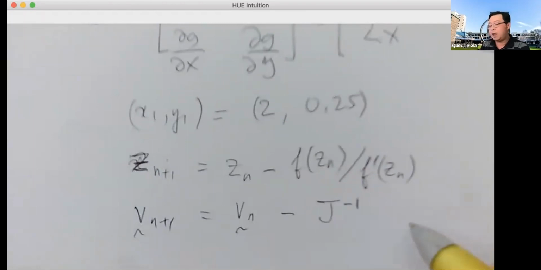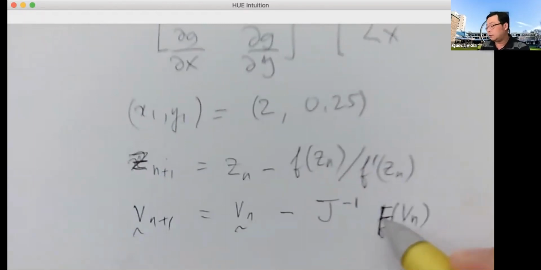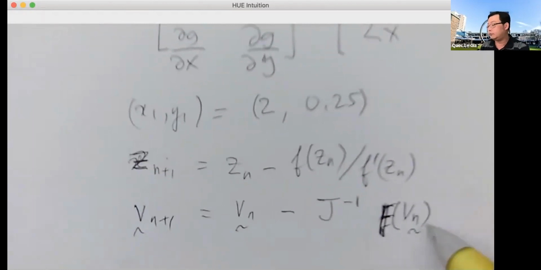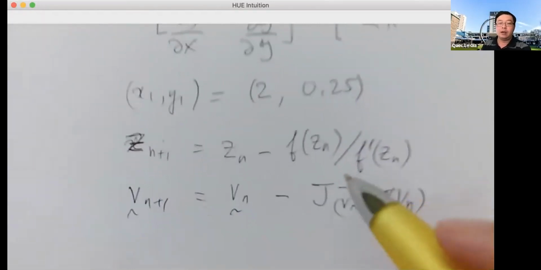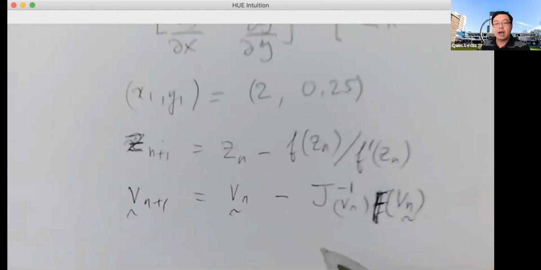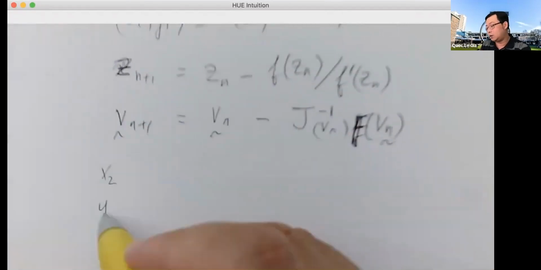So F now is a multivariate function, capital F. So this is the formula for the multivariate Newton method. You replace dividing by f prime with multiplying by the inverse of the Jacobian. So now in our case, what is the vector v? The vector now is just x2, y2. So it's a 2-dimensional vector.